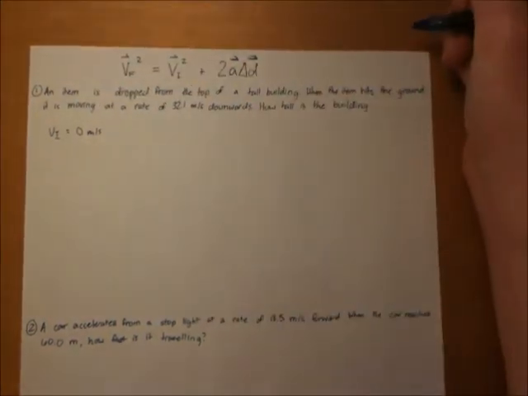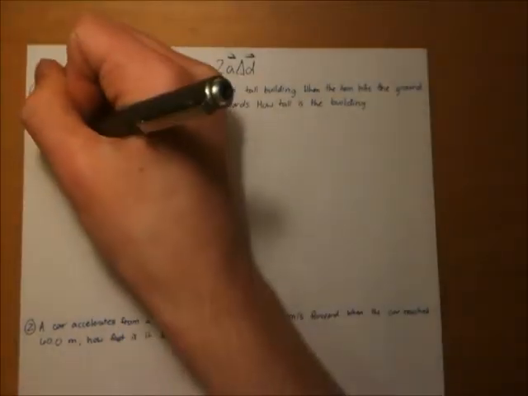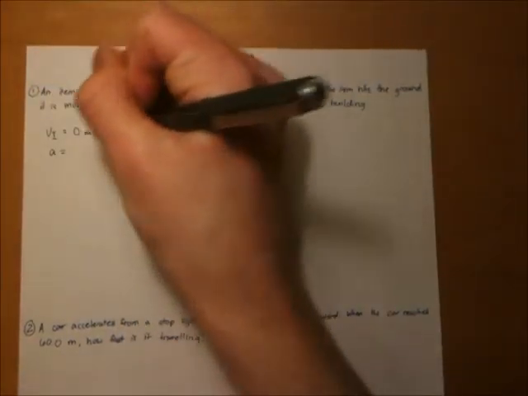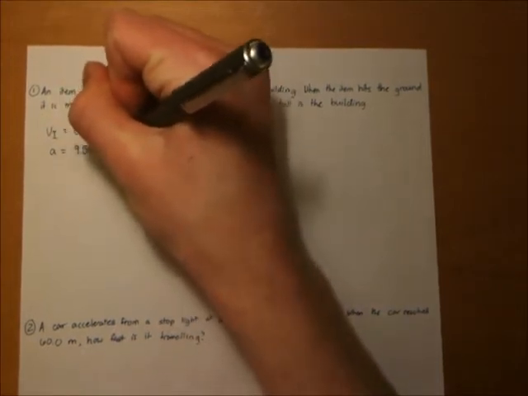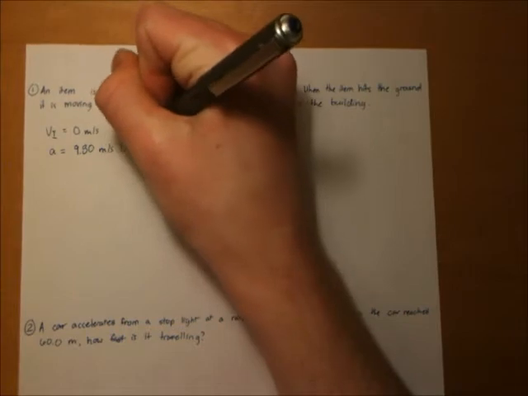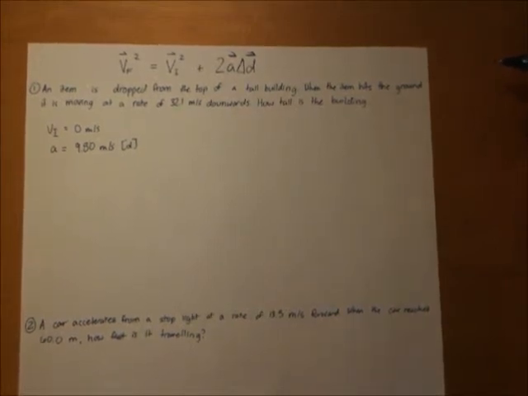We know this because it says that the item is dropped, implying that the initial velocity is 0. What we can also gather from this information is that the acceleration will be 9.8 meters per second in the downwards direction. This is the acceleration due to gravity. Because it does not explicitly state the acceleration of the object, we must assume that it is the acceleration due to gravity.